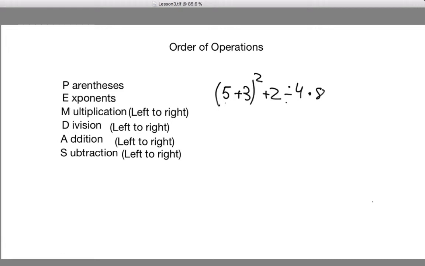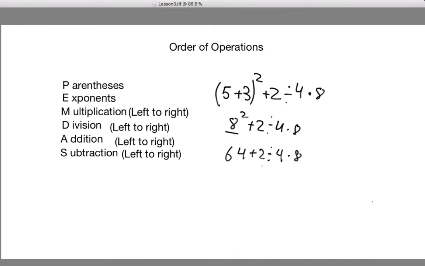So first we have parentheses. That's the first thing we always solve. So it's 5 plus 3, which is 8. And we still have the square on the top, so we're going to carry that over and put the rest of the equation just like it was before. Okay. Next we're going to solve the exponent. So we have 8 times 8 is 64 plus 2 divided by 4 times 8.